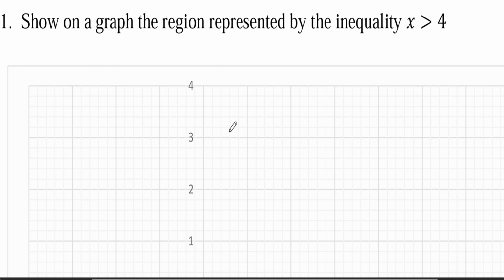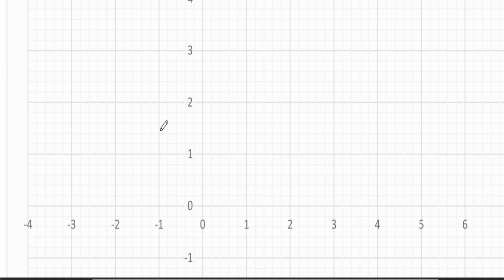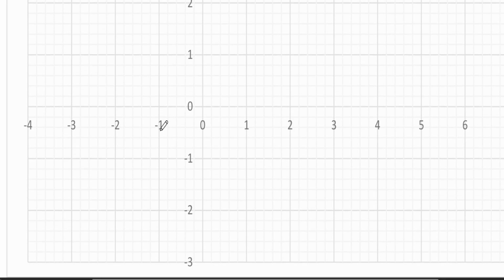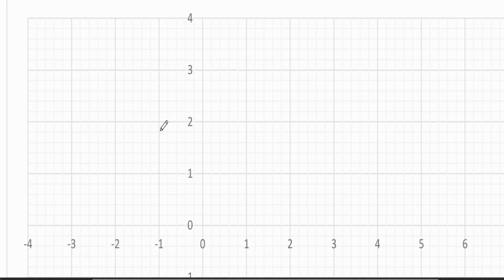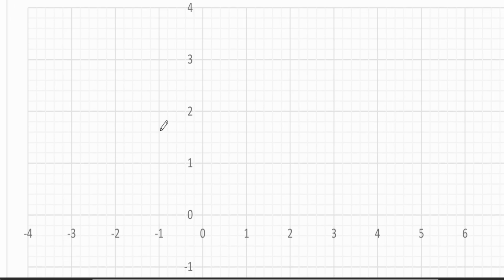Now, linear inequalities graph. Question 1. Show on a graph the region represented by the inequality x is greater than 4. For x greater than 4, we need to draw a straight line. I'm not using a ruler, I'm just demonstrating. So you need to draw a straight line vertically cutting the x coordinate 4.